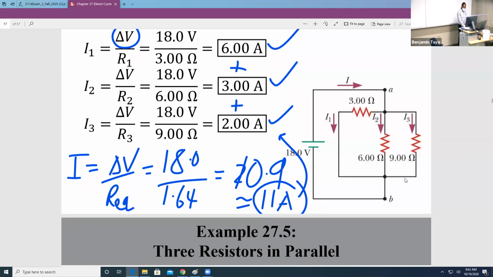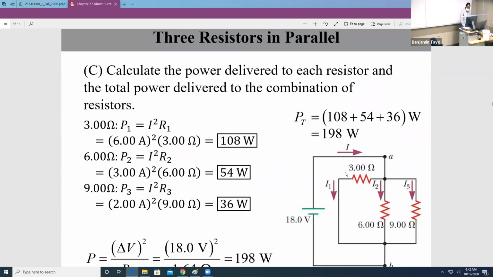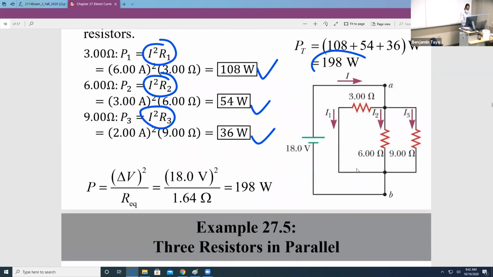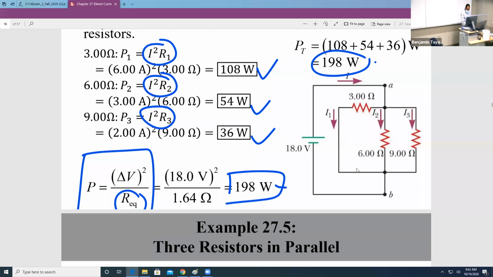Okay. Now that you know the voltage and the current, you can calculate how much power goes into each of the resistors using this equation here. So P1 is I squared times R1, P2 is I squared times R2, P3 is I squared times R3. Now, if you calculate the sum of all the powers, it gives you 198. If you calculate the total power that goes through the equivalent resistor, it's also the same as 198. So if this was in the exam, this is how you can double check that you're getting the same value. This value must be equal to this value right here.